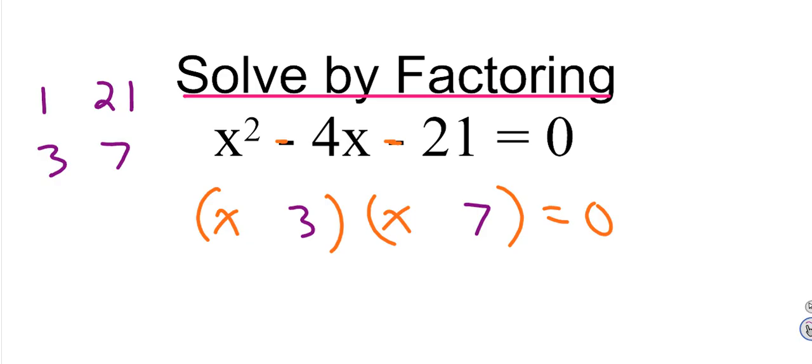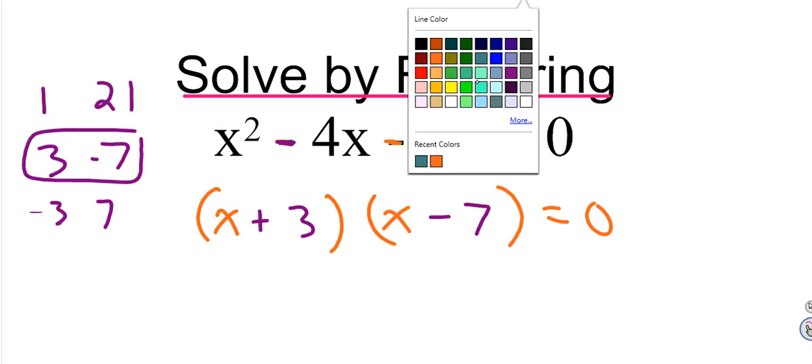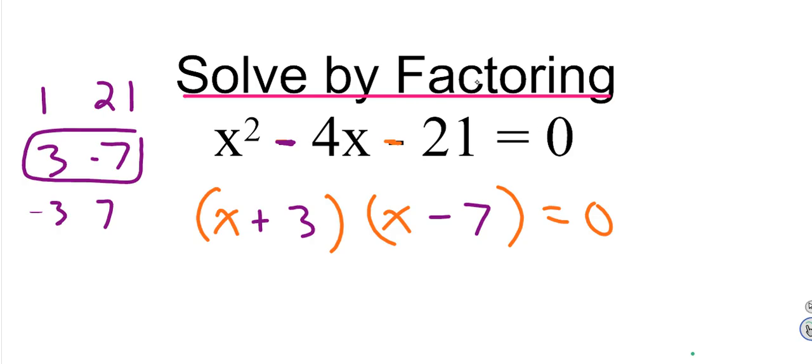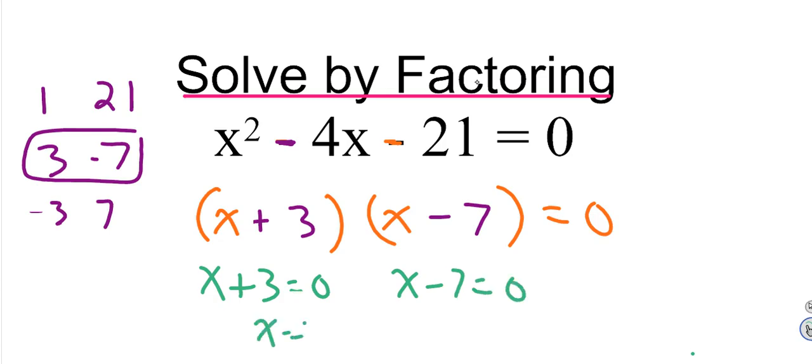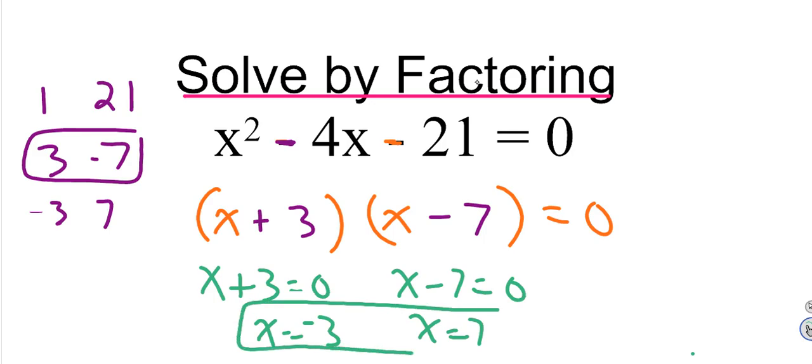Well, I have two options, right? 3 minus 7 or negative 3 plus 7, and I want to get a negative 4, so I'm going to pick this combination. I'll put the positive in front of the 3, the minus in front of the 7. If you don't believe me, go ahead and distribute, and you'll get right back to it. But now it's time for either x plus 3 equals 0 or x minus 7 equals 0. So we'll have x equals negative 3 or x equals 7. We get our two answers, and we are good to go.